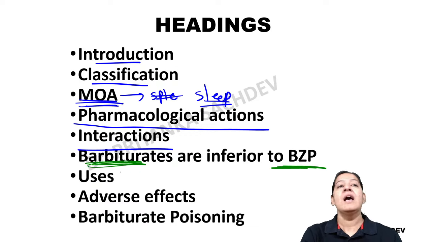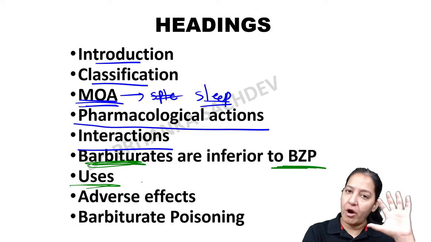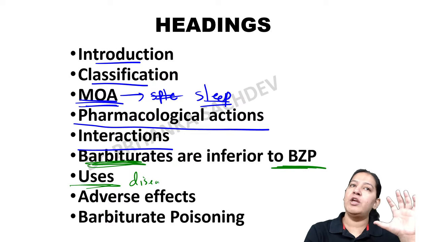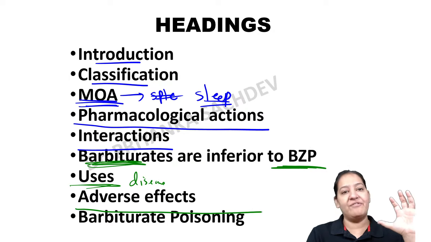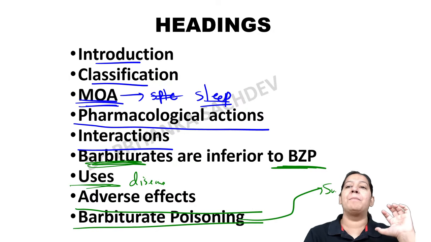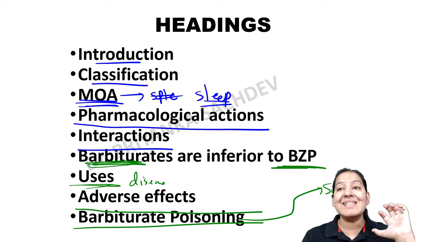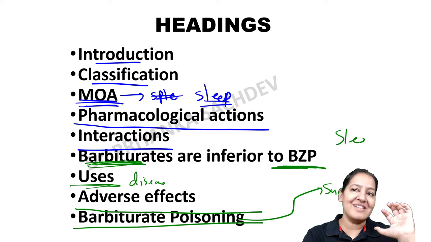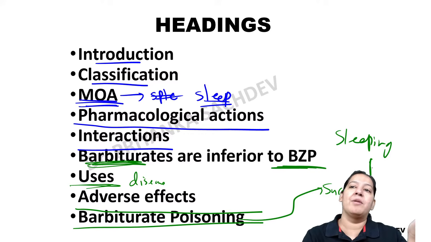I will tell you the reasons. Then I will tell you the uses, the diseases in which we use barbiturates. I will tell you the adverse effects and the poisoning, which is very common. It is used for suicidal purposes. Many people use sleeping pills for suicide. These are the sleeping pills, the best available in the market.